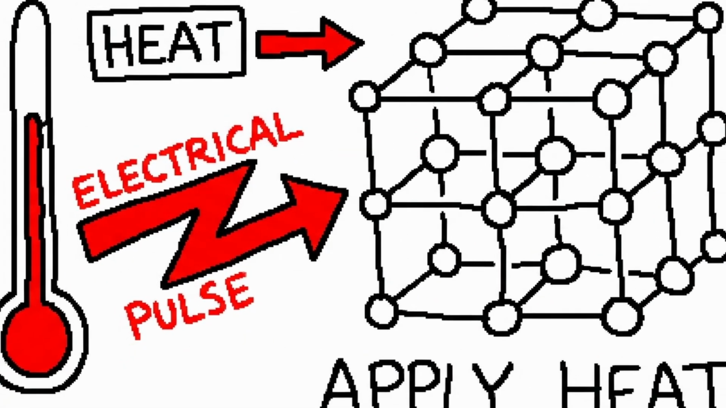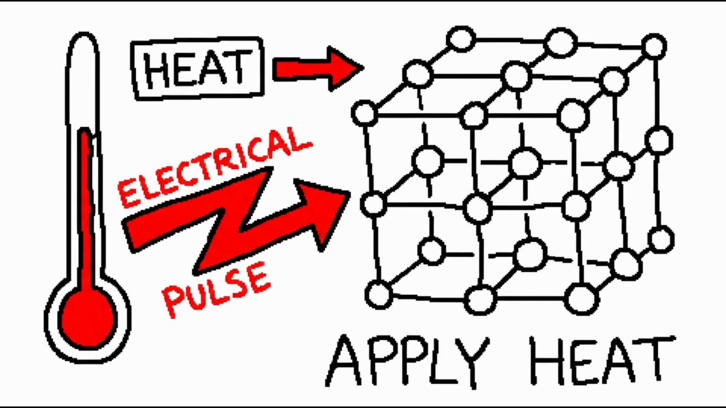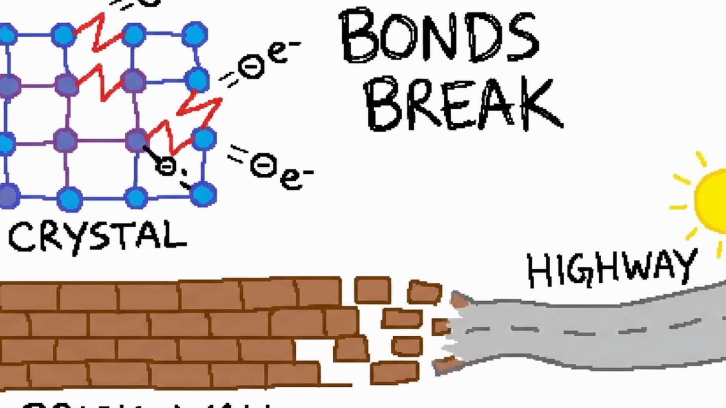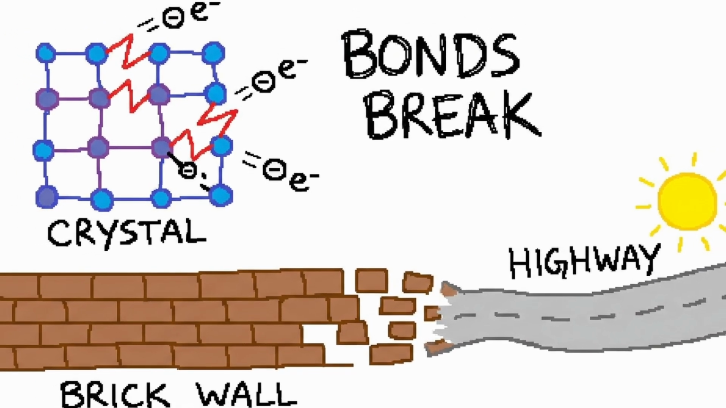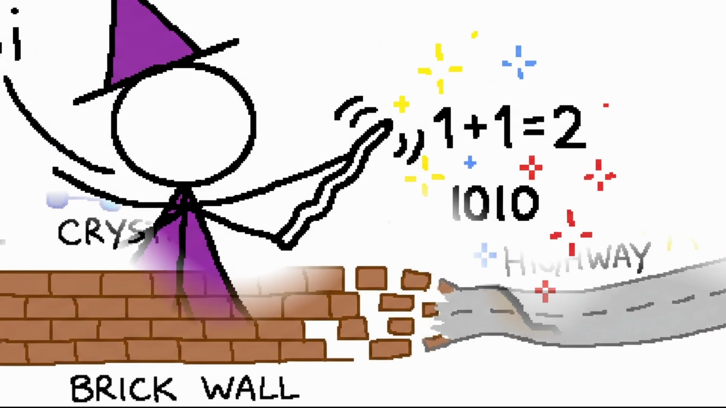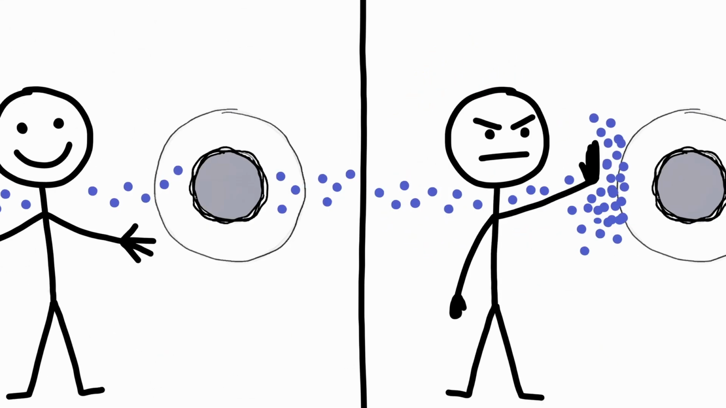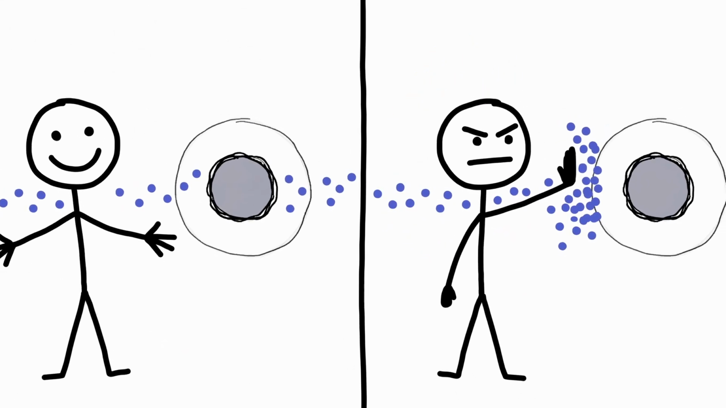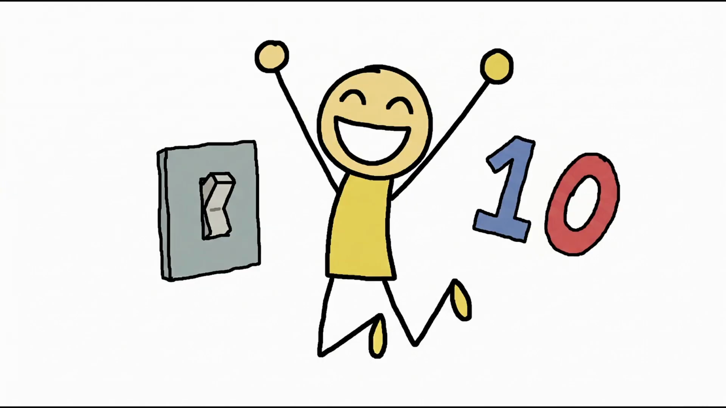But the bonds holding those electrons together aren't quite as strong as a diamond. If you apply just a little bit of heat or a very specific electrical pulse, the bonds break. The electrons start to move. Suddenly, our brick wall becomes a highway. The insulator becomes a conductor. That is the magic of a semiconductor. By changing the conditions, we can tell the rock when to let electricity flow and when to stop it. We can create a 1 and a 0. We have successfully created a switch.